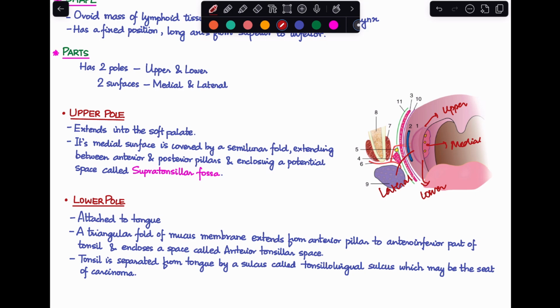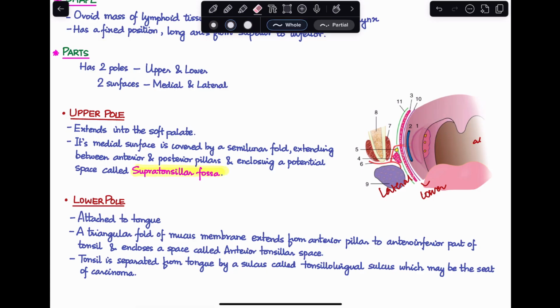First, if we look at the upper pole, we can see in the image here how the upper pole is extending towards the soft palate over here. And the medial surface of this upper pole gets covered by this semilunar fold, which extends in between the anterior pillar and the posterior pillar, and this semilunar fold encloses a potential space in between it, and this space is known as the supratonsillar fossa.